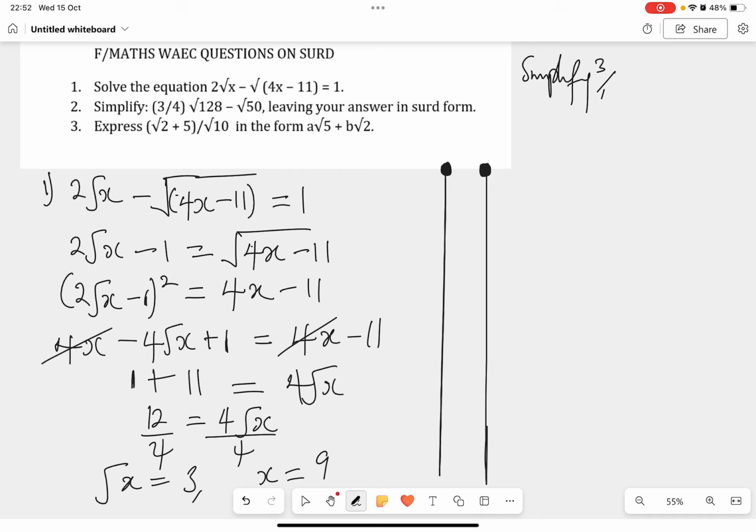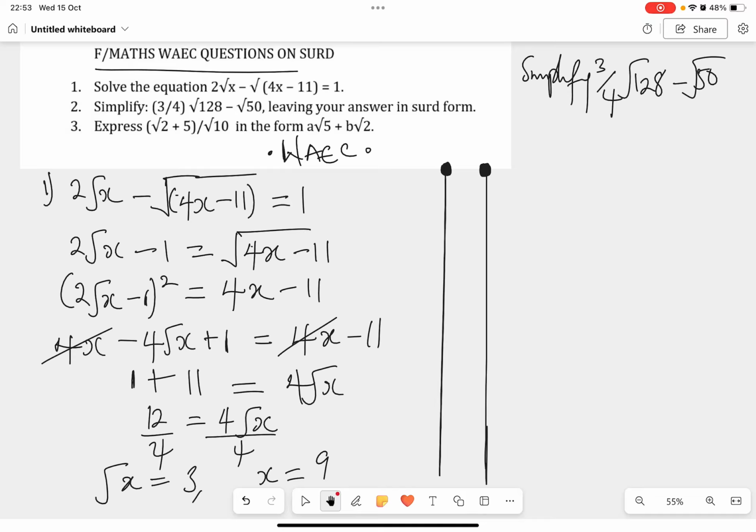So for the next question, number 2, it says simplify 3 over 4 root 128 minus root 50. Take note, these are WAEC questions for maths, as seen on the screen. Very important.